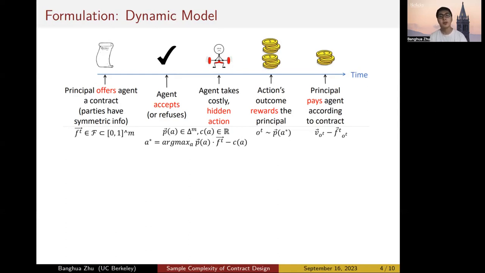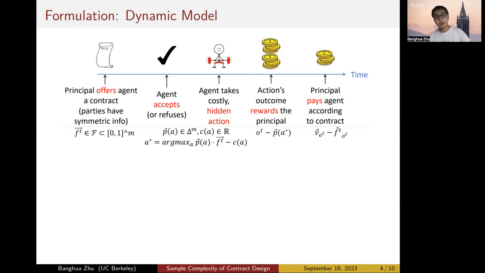After the principal offers the contract, the agent will respond by either accepting or refusing. In the case of accepting, the agent will also take some action based on the provided contract. Again, we have this probability distribution of actions, that is the probability on the outcomes. So it's m-dimensional. We also have a cost function that maps each action to a scalar.